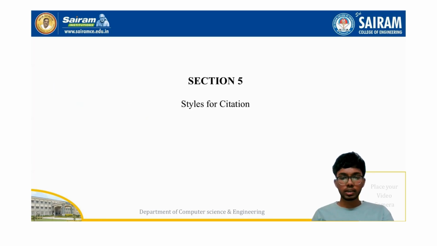And now let us go to the next topic. In section 5, which is about styles of citation, we see two styles. The first one is ASCE style, which is American Society of Civil Engineers style, and the second one is IEEE style, Institute of Electrical and Electronics Engineers. These two styles are what we are going to see in the styles of citation.